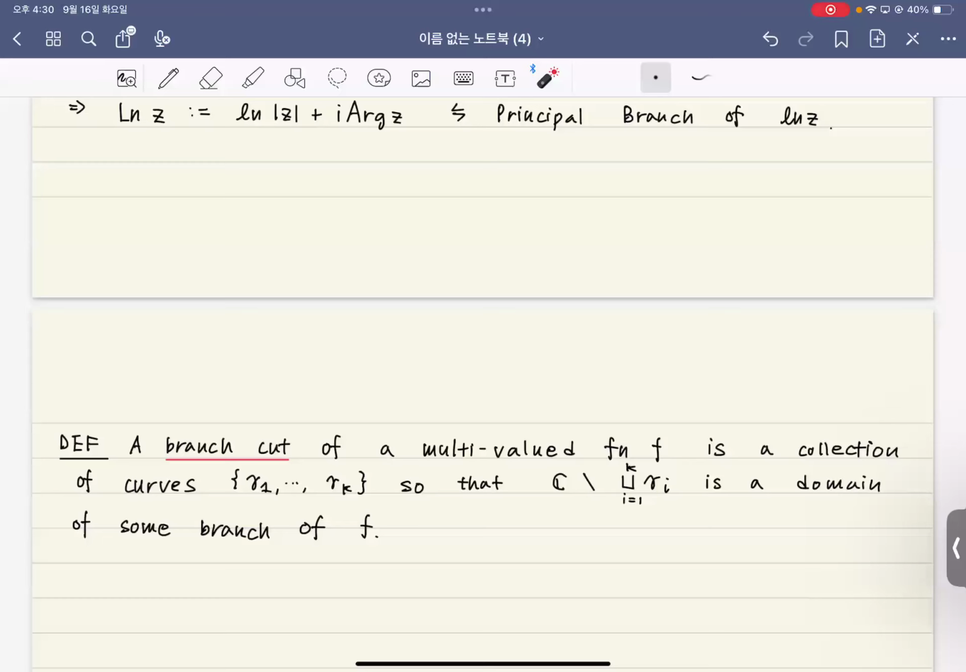So this one can also be a branch cut. The branch cut can be, well, any curve. It doesn't have to be a straight line. If your branch cut is a continuous line starting from the origin, then that can be the branch cut of your natural log function.